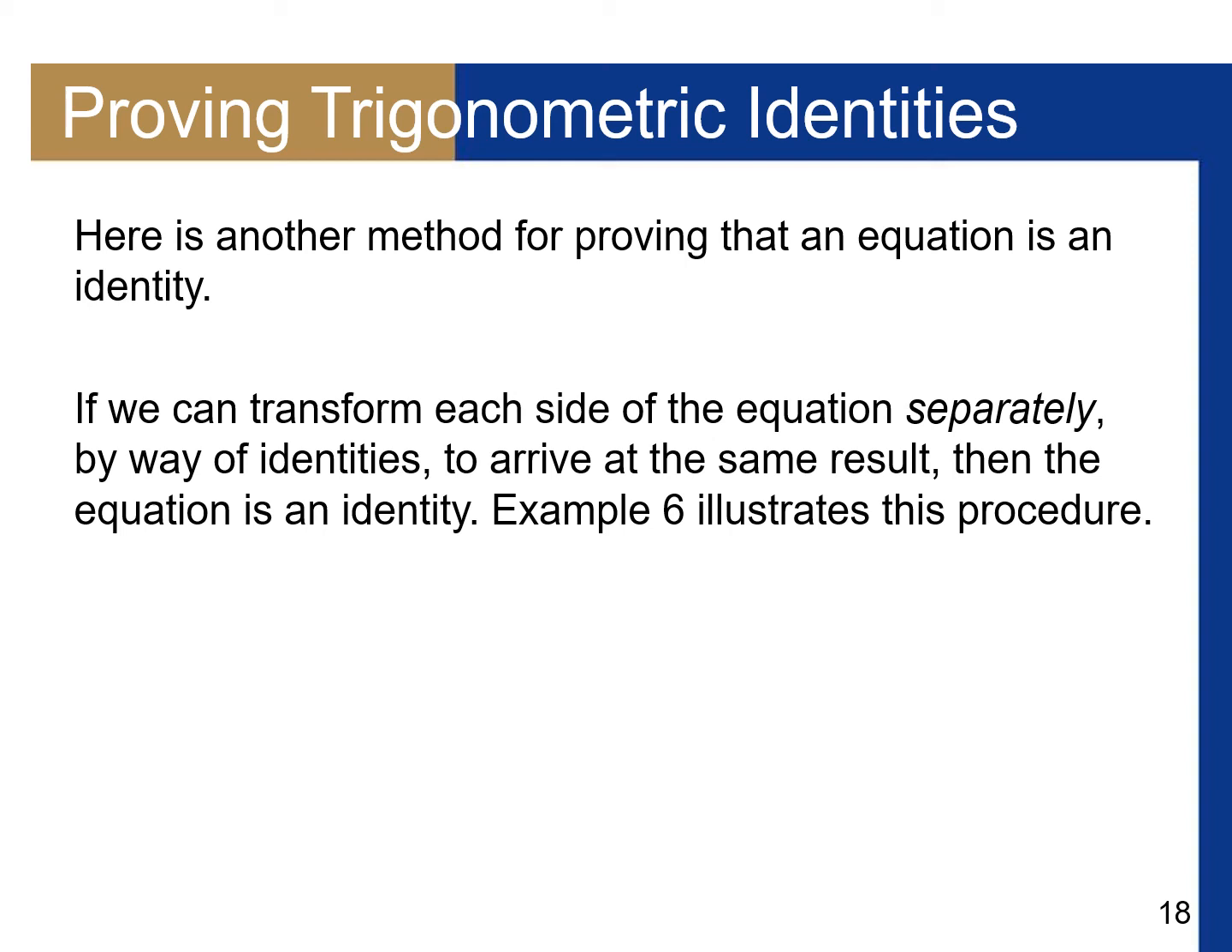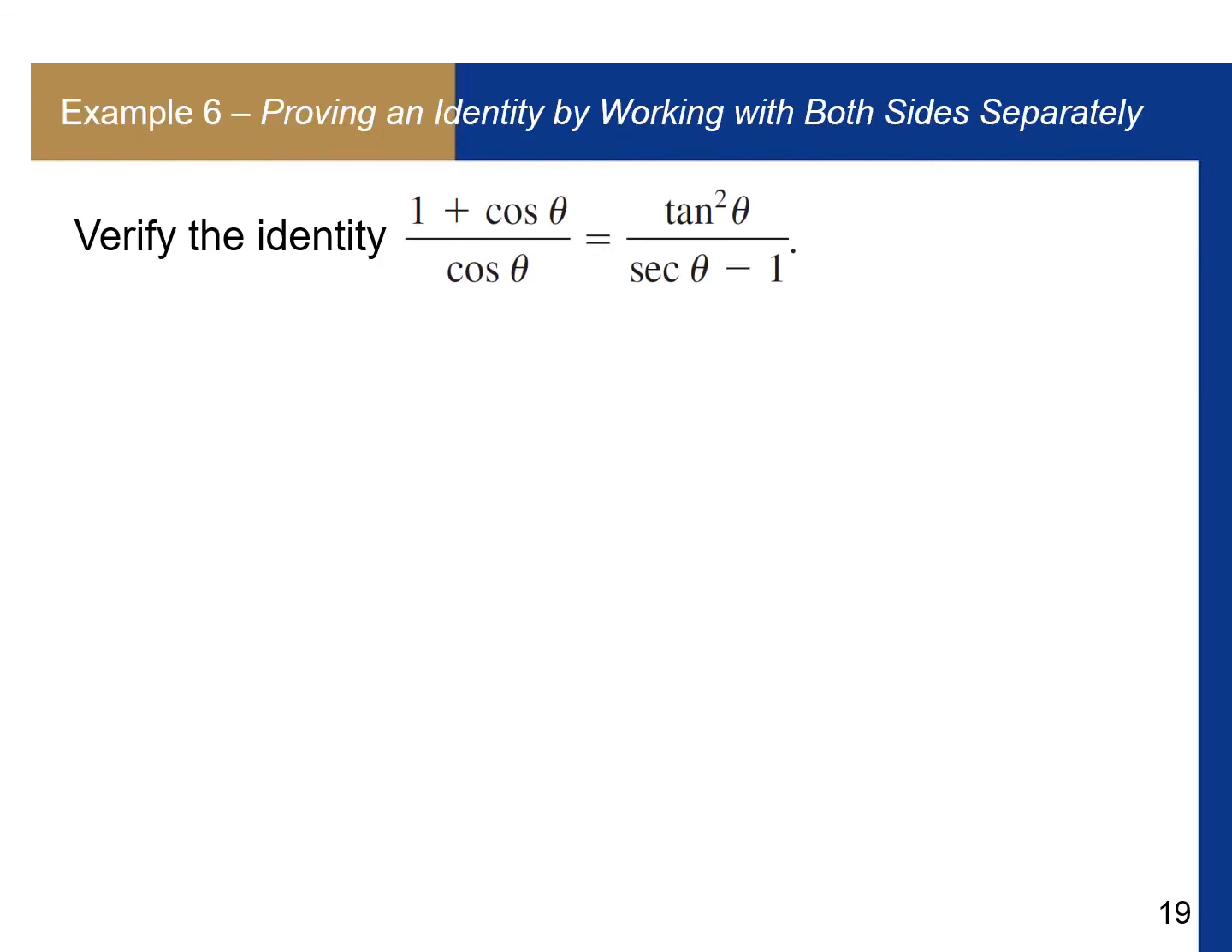So in the last problem, we got the one side equaling another. Here's another method for proving that an equation is an identity. We can transform each side of the equation separately by way of identities and achieve the same result. Now this would be when both sides are kind of complicated. So here I have an identity that's complicated on both sides, and we're like, I don't know which side to start with. Well, you can work on both sides separately to try to get them to a simpler thing.